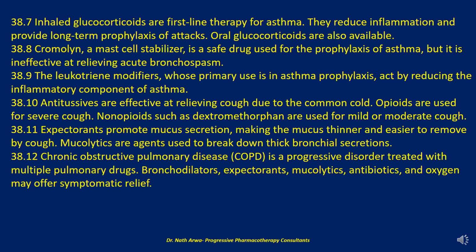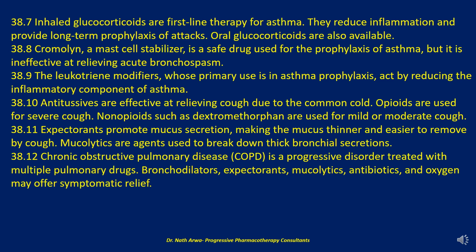38.7. Inhaled glucocorticoids are first-line therapy for asthma. They reduce inflammation and provide long-term prophylaxis of attacks. Oral glucocorticoids are also available. 38.8. Cromolyn, a mast cell stabilizer, is a safe drug used for the prophylaxis of asthma, but it is ineffective at relieving acute bronchospasm.